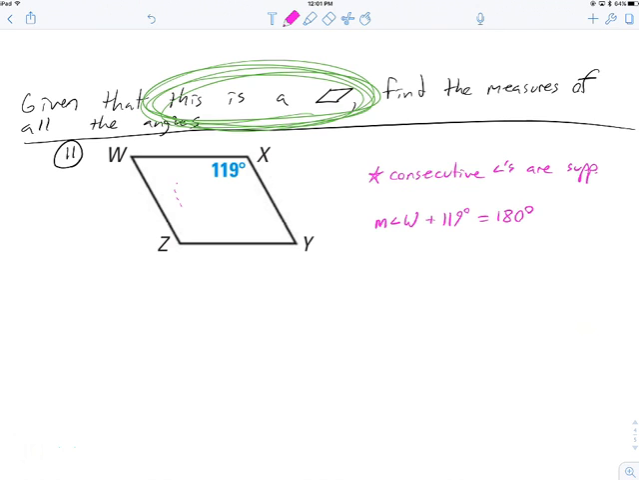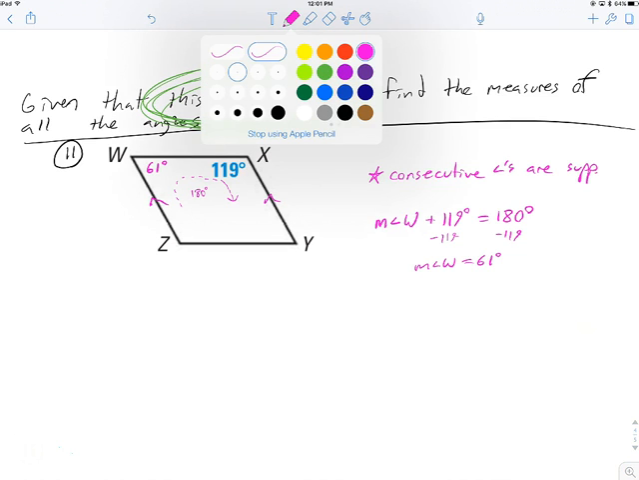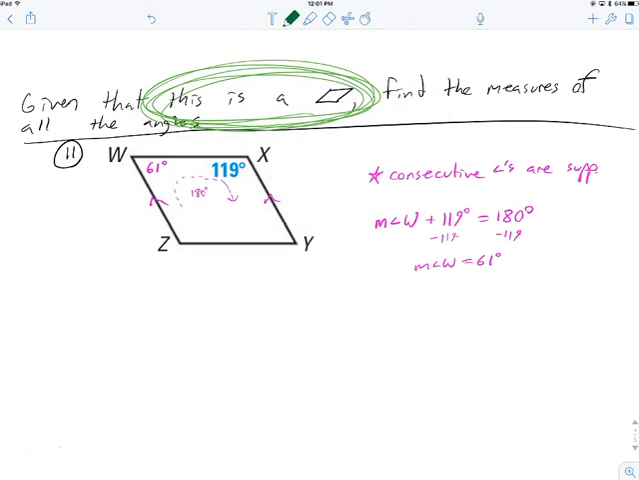Just saying that I made a 180 degree turn here. So, again, that's because these are parallel. Okay, so let's solve. We go minus 119. We get that the measure of angle W is 61 degrees. Okay. And what else do I know here? Maybe let's do dark green this time. I also know that the opposite angles are congruent. So that tells me that this must be 119 degrees and this must be 61 degrees.